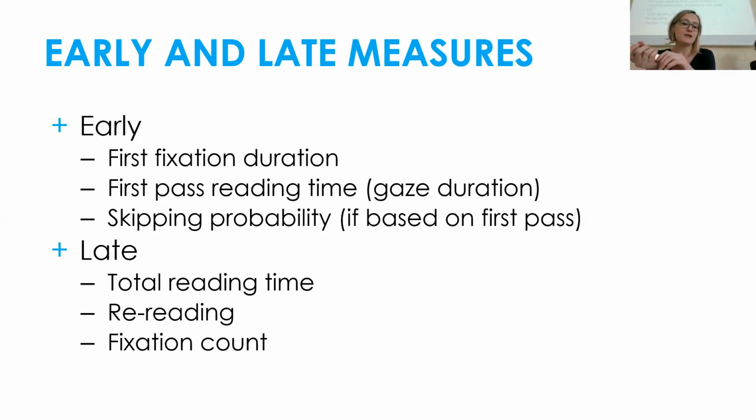And late measures would include metrics such as total reading time. This typically is a sum of all the durations of the fixations, although some eye tracking manufacturers also add saccades to it. Rereading, so going back to an area of interest, fixation count, total fixation count, that would include all the different passes, the first pass, second pass, however many passes you had, that would be included here.